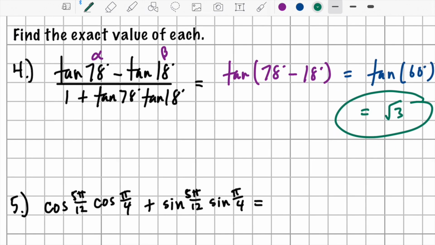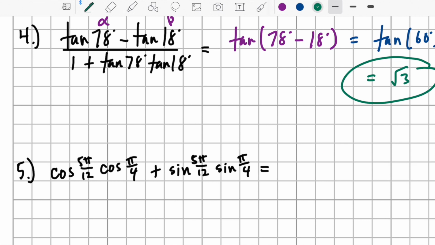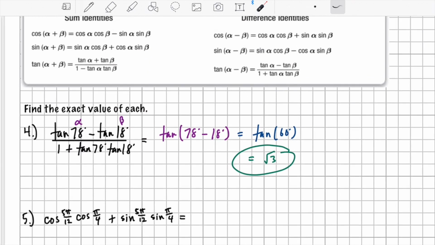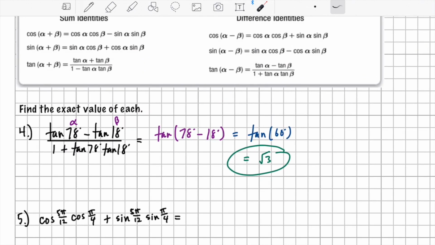We're going to do the same thing with this one. Notice that we have a plus, so it's going to be, well, we don't know. Let's check. Which one is it?